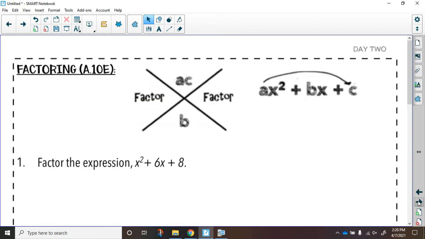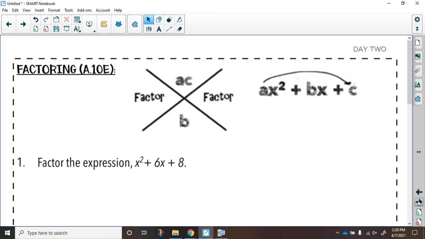So the final thing that we're going to be looking at today is factoring. Now, we're going to start off by factoring this expression, and then I'm going to show you a trick to help you. If you don't know how to factor, you can always go the backwards way. But for now, factoring.